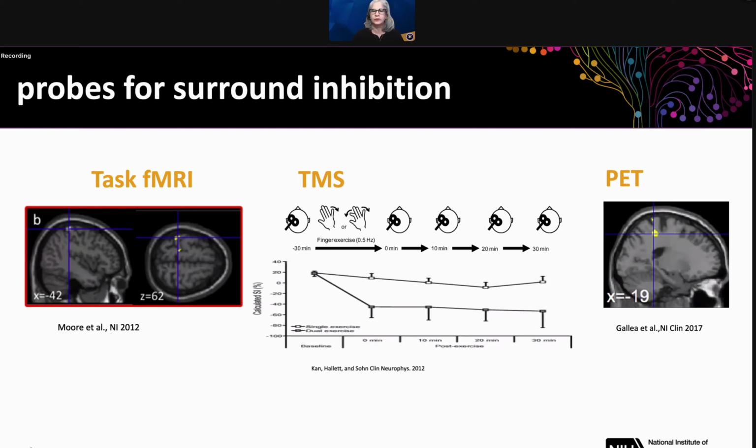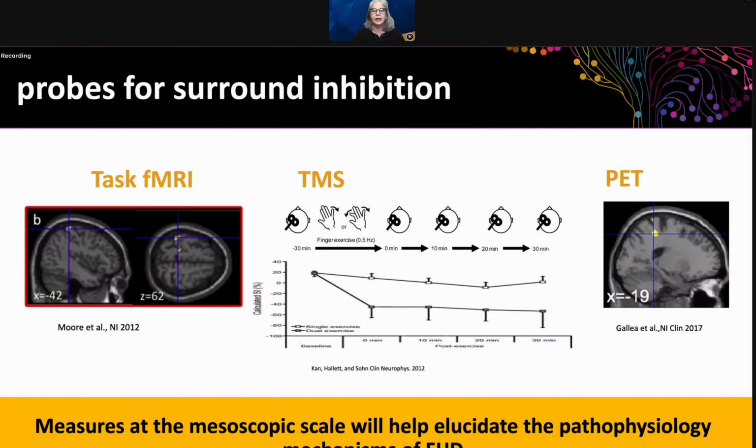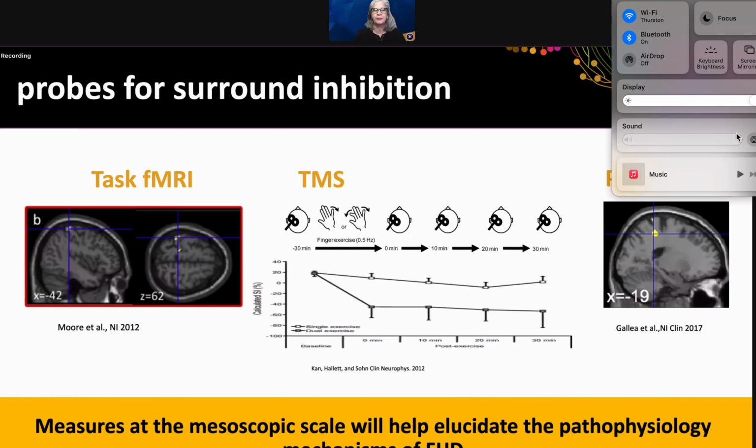In fMRI, we can have a subject use a single finger or 2 fingers. We can do similar experiments with TMS and try to understand the inhibition or lack of inhibition in certain areas. We can do PET studies to understand the presence of inhibitory receptors. But we cannot get at the scale of mesoscopic definition to understand the pathology and the mechanisms of focal hand dystonia.